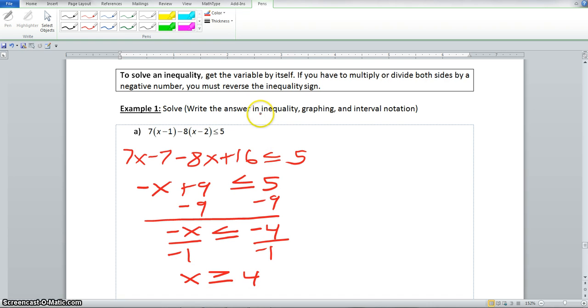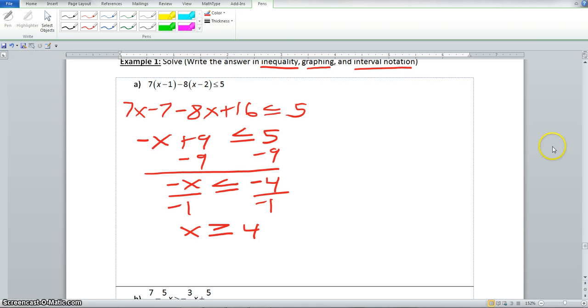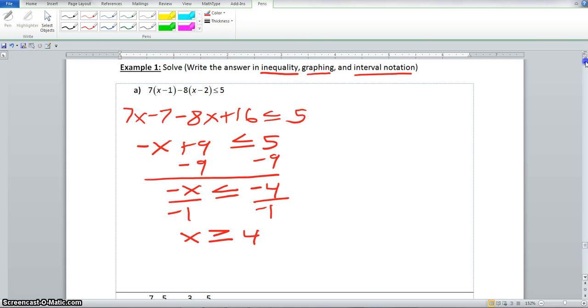Now they asked us to write the answer as an inequality, graph it, and also write it in interval notation. I think doing interval notation next probably would be easier, because, as I told you all, whenever it is "or equal to," like this one, it can still be equal to 4, you will put a bracket, because this means that 4 is included and it goes all the way to infinity.